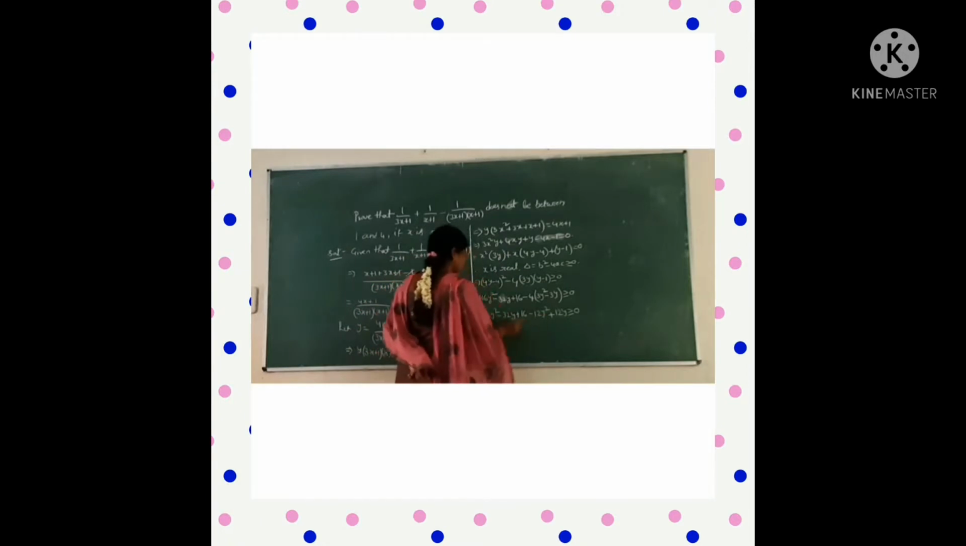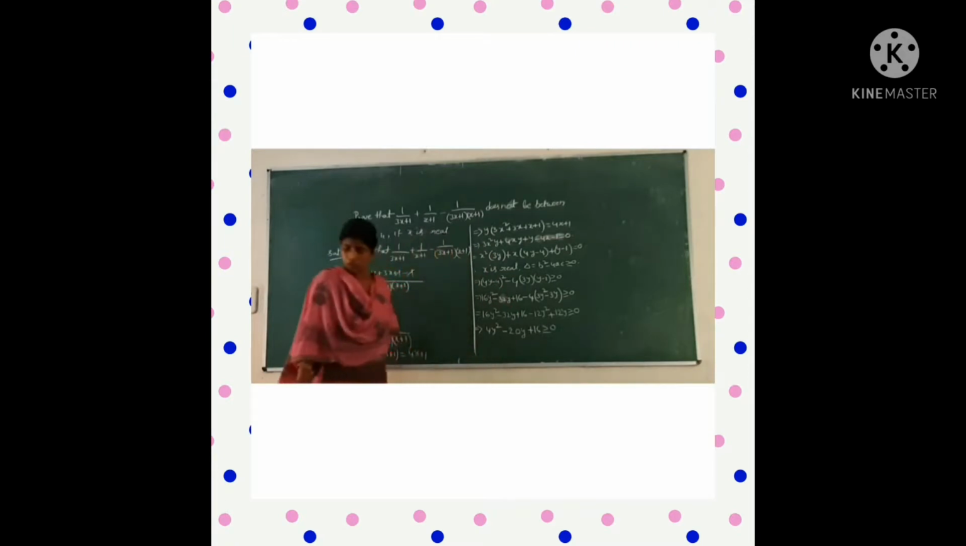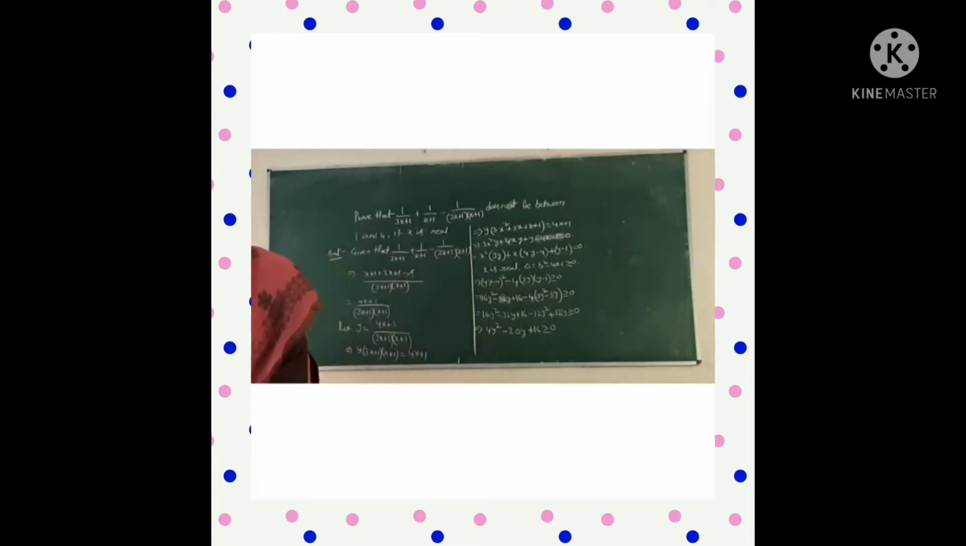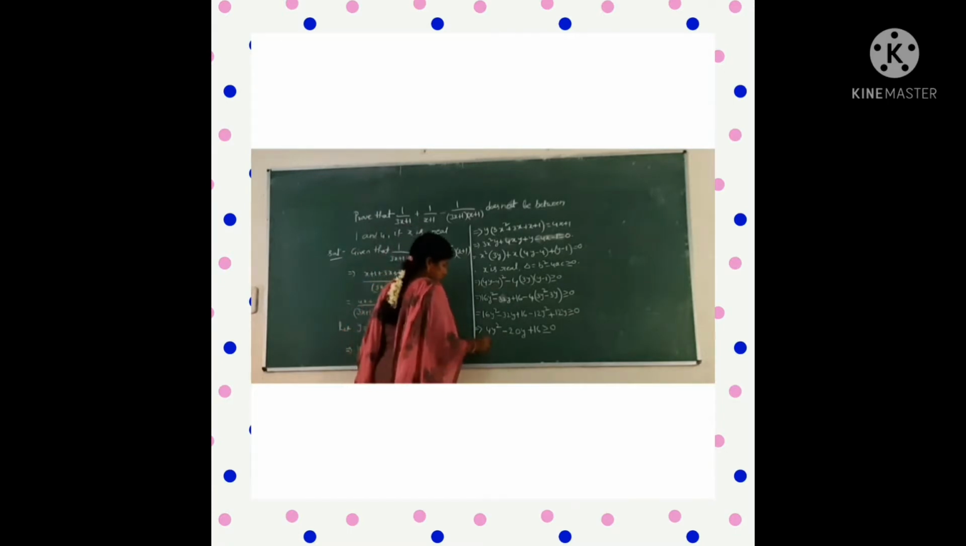16y square minus 12y square, so 4y square. Here 32 minus 12, so 20y plus 16 is greater than or equal to 0. That too, this equation 2, 4 common to this equation.